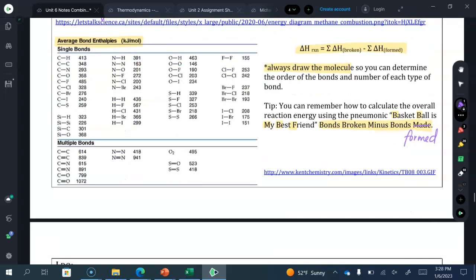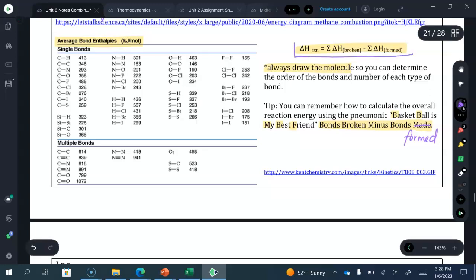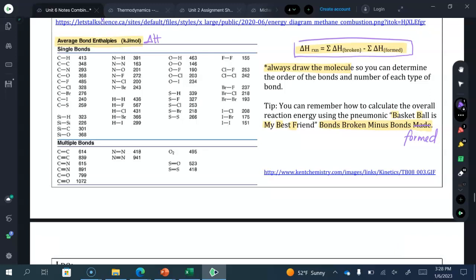Okay, so there are known values for these. You would be given these on a test. They would give you a table with these listed already. You don't have to memorize them. So in summary, the equation for this is the sum of the energies, which are here. This is all of our delta H values, broken minus all of those formed.